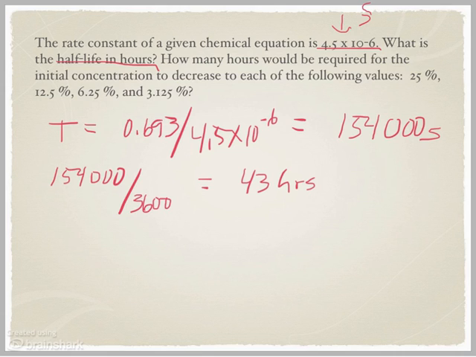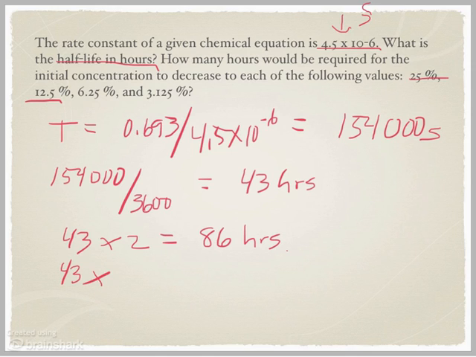Now, though, it's asking how long is it going to take for you to have 25% of that compound left over. So that means you didn't just go 1 half-life, now you're going another half-life. So multiply that by 2, you end up with 86 hours to be able to get that. Now for the next one though, now it wants to know 12.5%, how long is it going to take for you to have that amount left. So in this case you didn't go 2, you went 3 half-lives, so you multiply it by 3. Put 129, and you just keep on going with this.